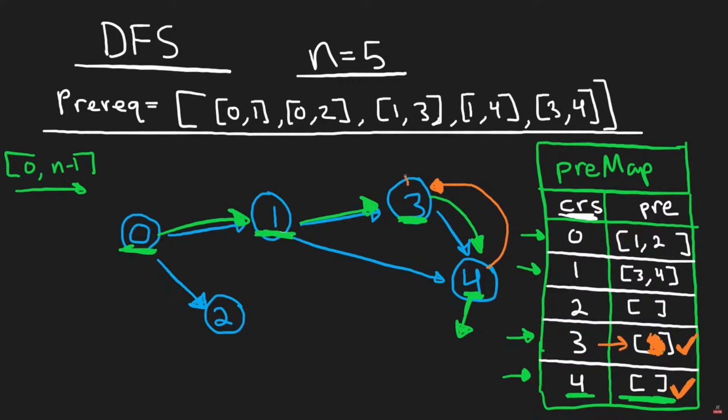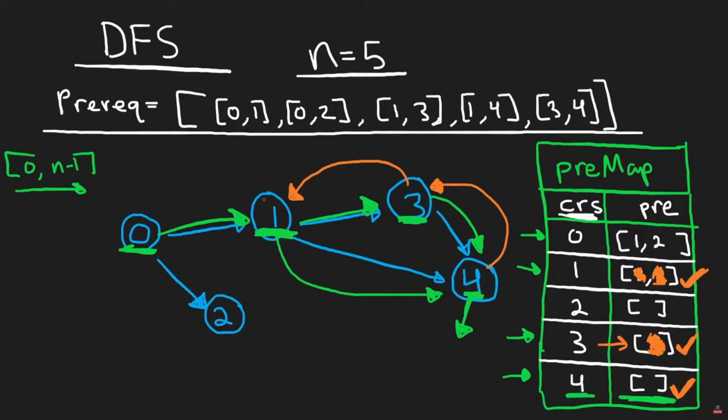Then from 3, we can actually go backwards to 1, which we see here. We can kind of get rid of this 3 because we know 3 can be completed. And then from the 3, we're going to end up going to 4 to check again if 4 can be completed because it is a prerequisite of 1. And since we already know 4 can be completed, we can get rid of that as well. So now we know for sure that 1 can also be completed.